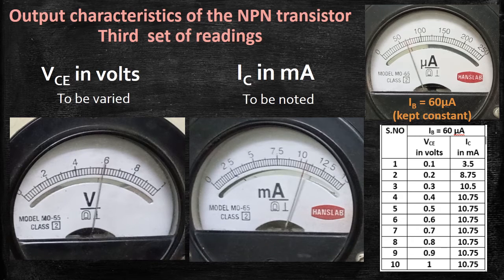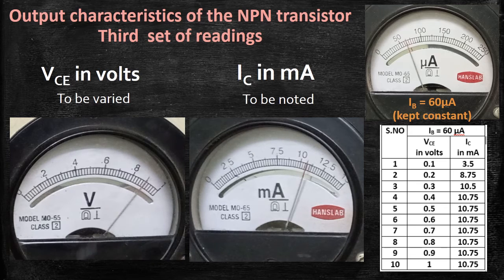Now I am going to increase the value of VCE from 0.6 to 0.7. Look at the value. Now it shows 0.7. Note down the IC value here. Again it shows 10.75. It shows that the transistor has attained the saturation region. Now VCE is increased from 0.7 to 0.8. Note down the reading in IC in milliampere. No change in the reading. Again it shows 10.75. Now it is increased from 0.8 to 0.9.